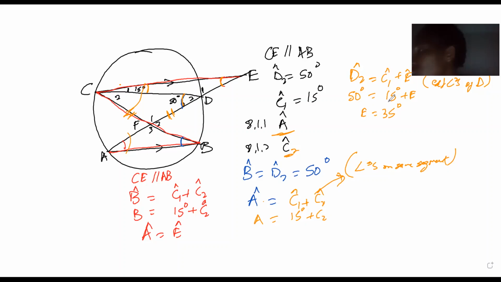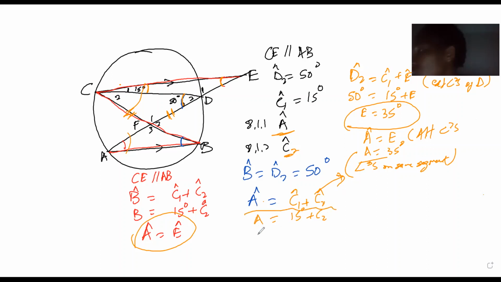Happy with that one. So if E is 35, can you see that we can find A? We said angle A is E. Why did we say A is E? Alternate angles. Therefore, A is 35 degrees. What else? We need C2. Let's see how we're going to find C2. Where's C2? C2 is here. So A we know is 35. We have 15 here. And we've got C2. Therefore, C2 is 35 minus 15, which is 20.